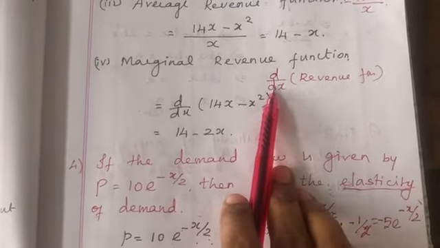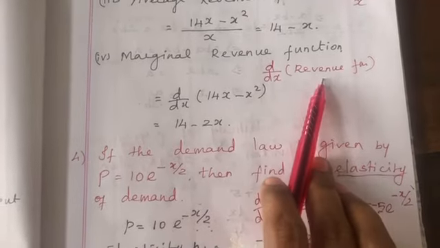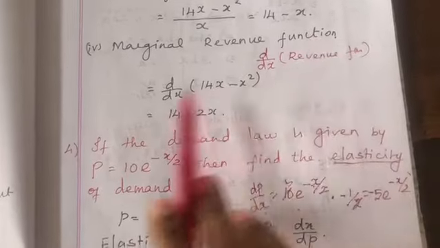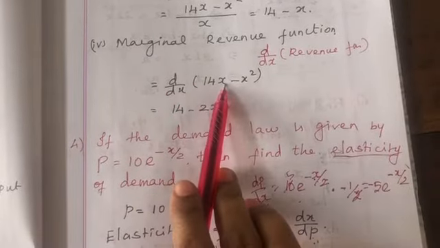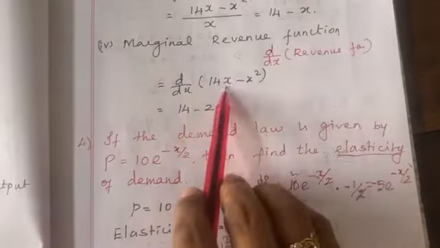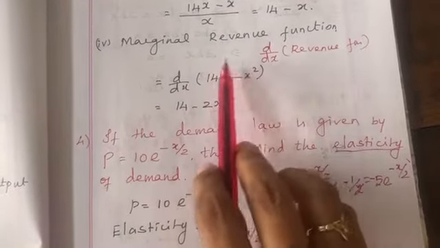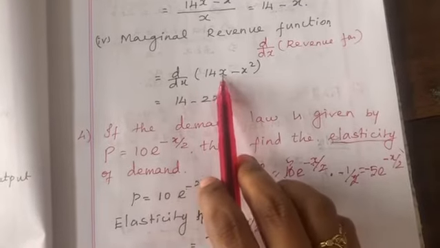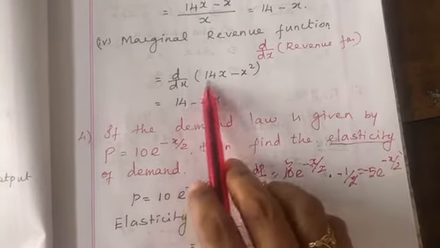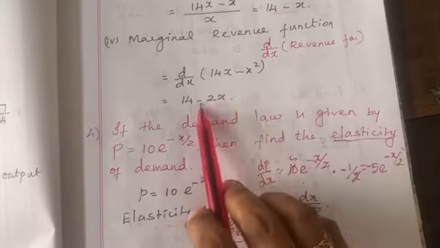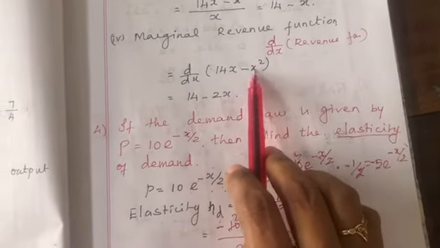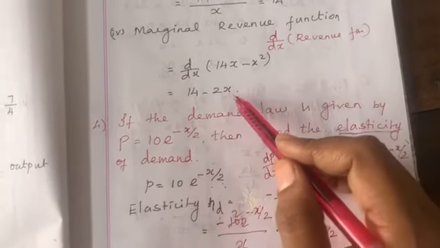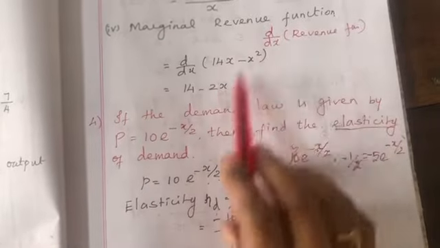Okay. And fourth one, marginal revenue function. Marginal revenue function is d by dx of revenue function, that is the differentiation of revenue function. Okay. So d by dx of a revenue function is 14x minus x square. So while differentiating 14x, we'll get 14, that is the differentiation of x is 1. So 14. And minus, while differentiating x square, we get 2x. So 14 minus 2x is the differentiation. So this is the marginal revenue function.